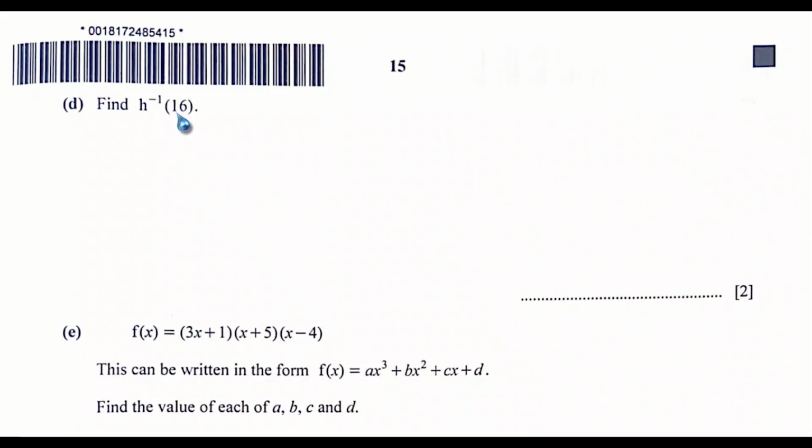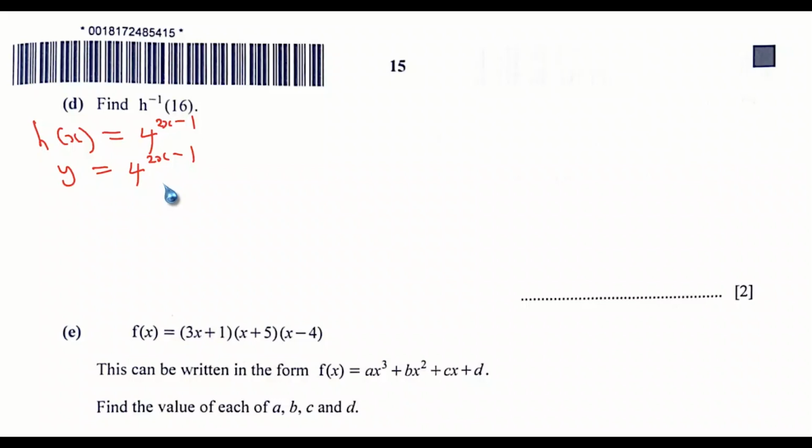Find h inverse of 16. So before you can get h inverse of 16, you need to firstly get h inverse of x. So starting from h of x, which gives us 4 to the power of 2x minus 1. That is h of x. So let's replace h of x with y. So we have y equal to 4 to the power of 2x minus 1.